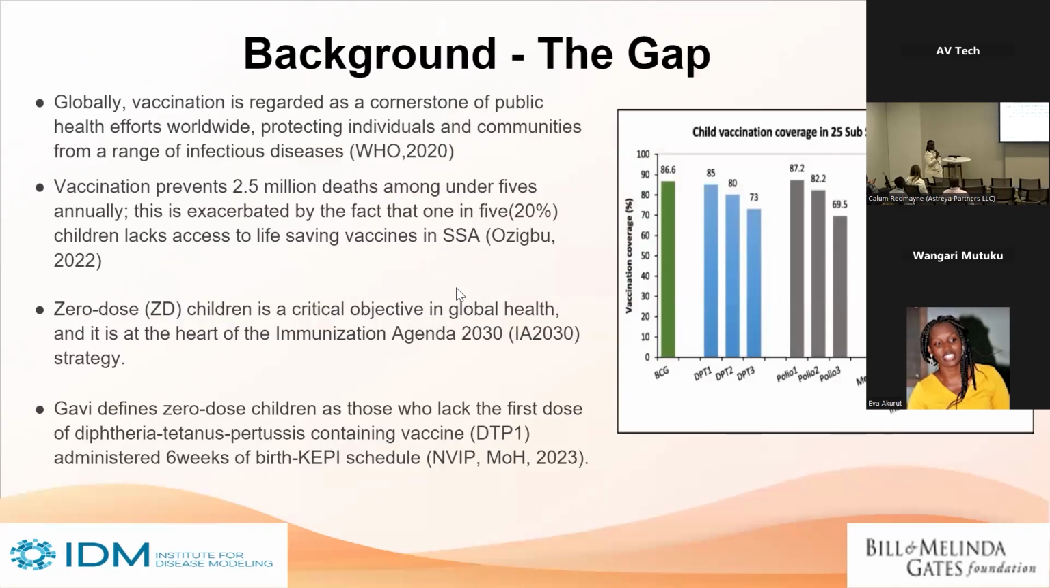Key facts about vaccination: it helps in prevention of diseases, as well as improving herd immunity. It is also a very cost-effective intervention and helps in lifelong protection. Why zero dose? Because it's a critical objective in global health and is at the heart of Immunization Agenda 2030. Gavi defines zero dose as children who lack the first dose of DPT1, which is administered within 6 weeks from birth as per Kenya's expanded program of immunization schedule.